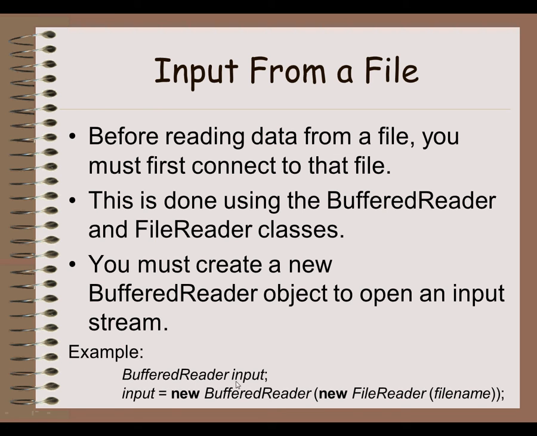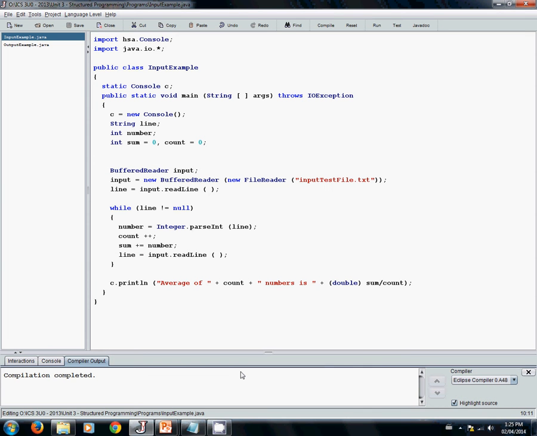So I declare my BufferedReader called input, and then I'm going to construct it. I'm going to say input is going to be a new BufferedReader. The BufferedReader constructor requires the use of a FileReader object, so I'm going to make a new FileReader object. And in turn, the FileReader is going to require a file name. This file name must be a string. So I have to provide a string here to open up a FileReader, which is going to allow me to make a BufferedReader, which is allowing me to connect to my file so that I can input from it. Let's see what that looks like in an example program.